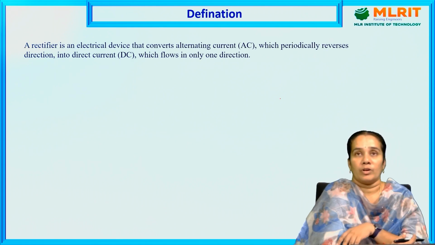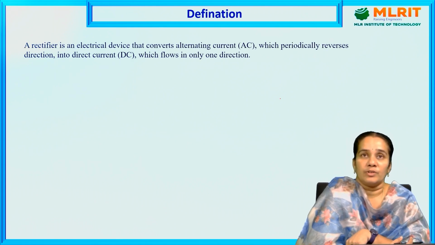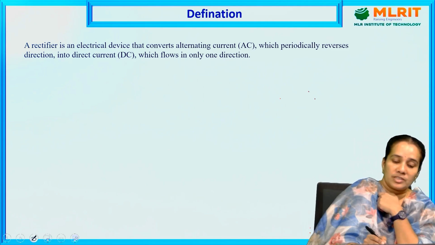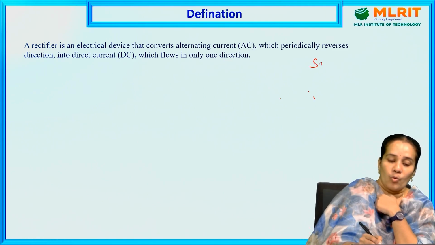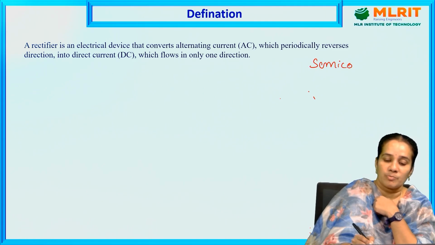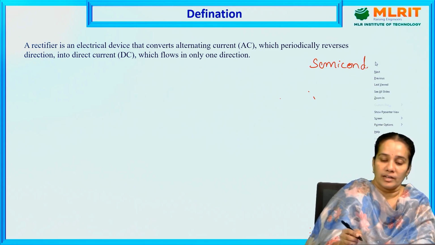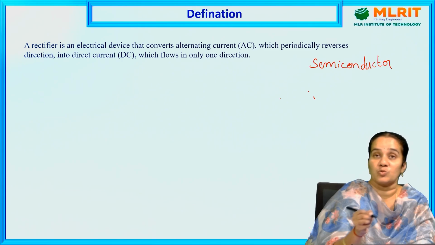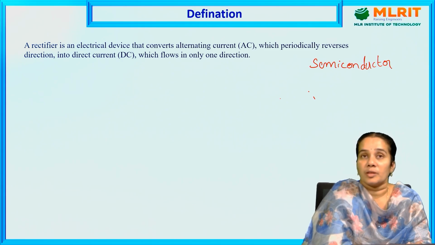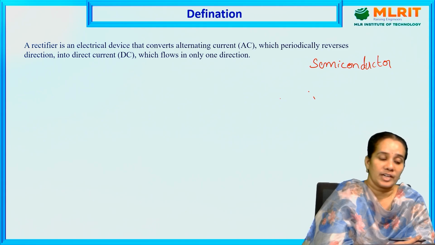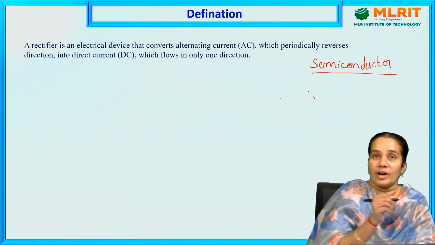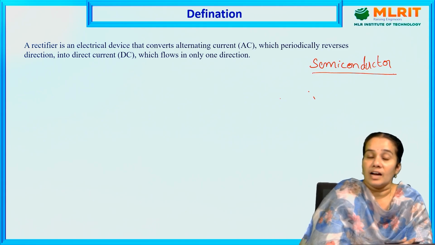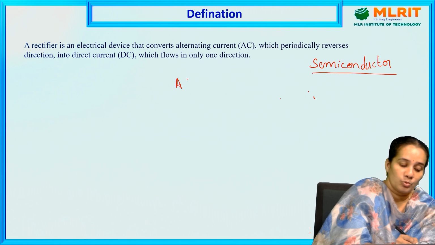Next, what is the definition of a rectifier? A rectifier is nothing but a semiconductor device. Why is it a semiconductor device? Because the rectifier is constructed using the PN junction diode, which is a semiconductor device. So the rectifier is a semiconductor device, and it converts alternating current into direct current.